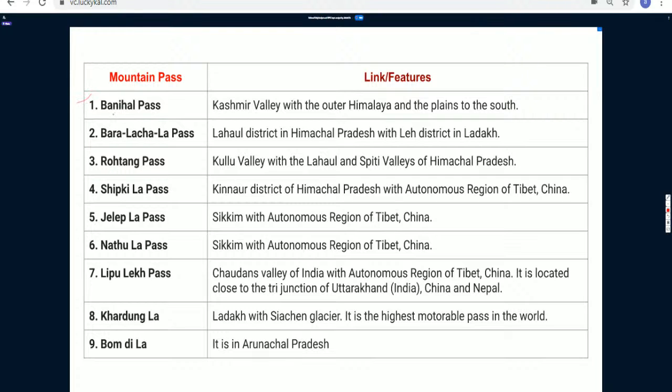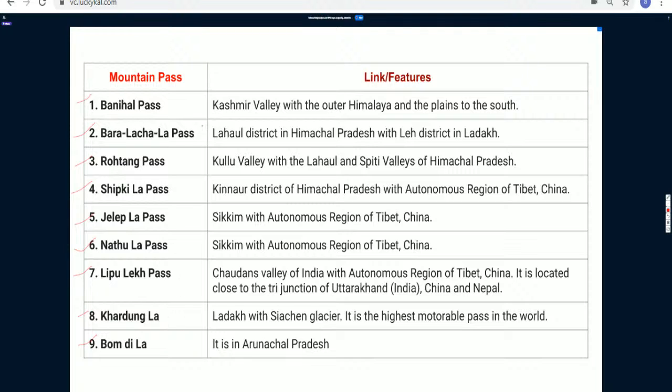One of the passes is Banihal Pass. Second pass that we will talk about, Baralachala Pass. Third pass, Rohtang Pass. Fourth, Shipkila Pass. Then Jelepla Pass. Then we will understand about Nathula Pass. Then we will understand about Lipu Lake Pass. Then Khardungla Pass, and then Bomdila Pass. These are most important mountain passes for you to understand.